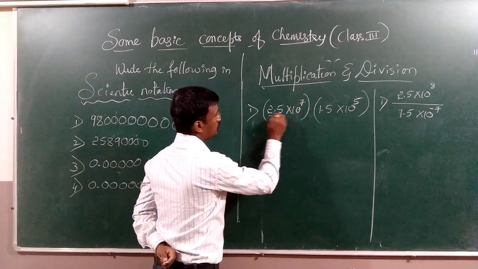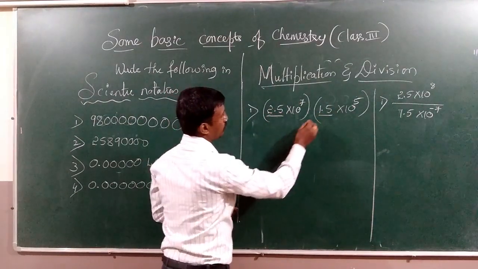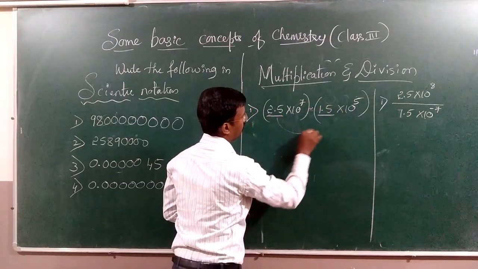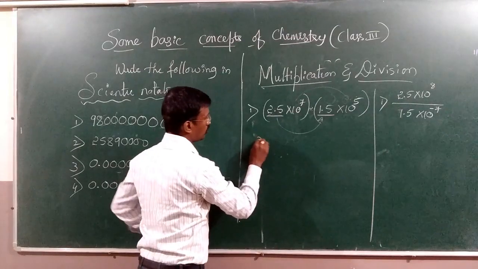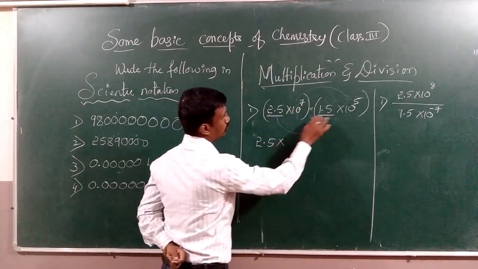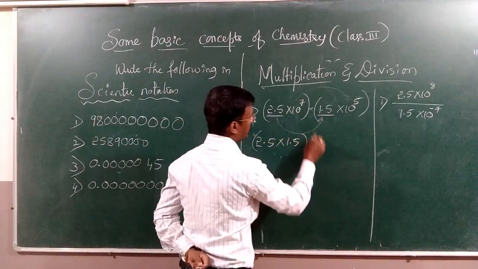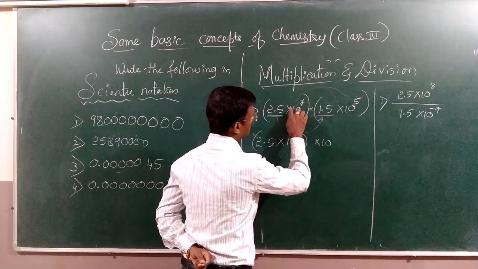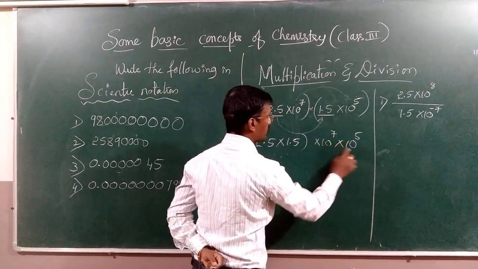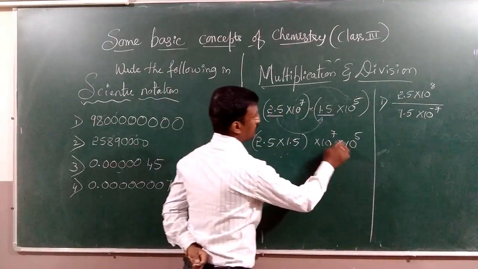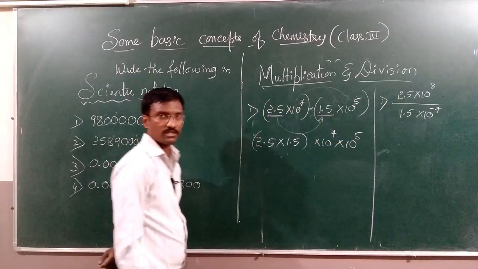So 2.5 into 10 raised to 7 into 1.5 into 10 raised to 5. To write these two multiplications, you multiply 2.5 into 1.5, and the remaining is 10 raised to 7 into 10 raised to 5. Can you see the bases are the same, so we can add the powers. If it is into, we can add. If it is divided, we can subtract.